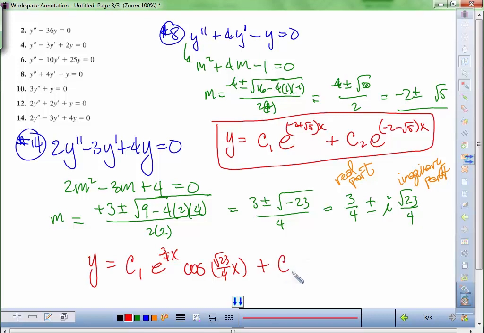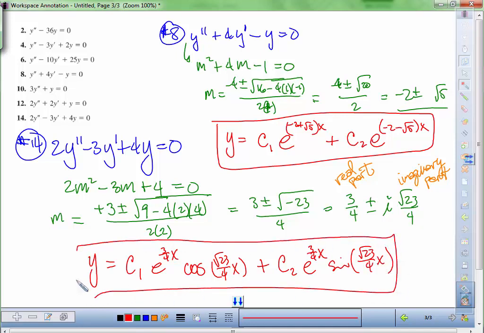The second fundamental solution multiplied by C2 is almost the same thing, except instead of a cosine, you're going to get a sine. So e to the 3/4 x times sine root 23 over 4 times x. Okay?